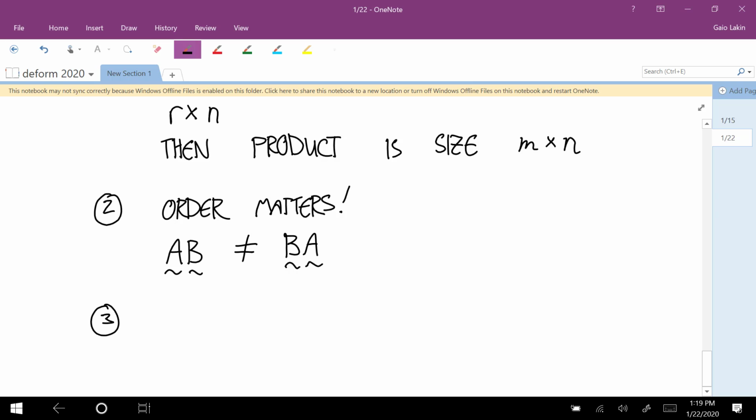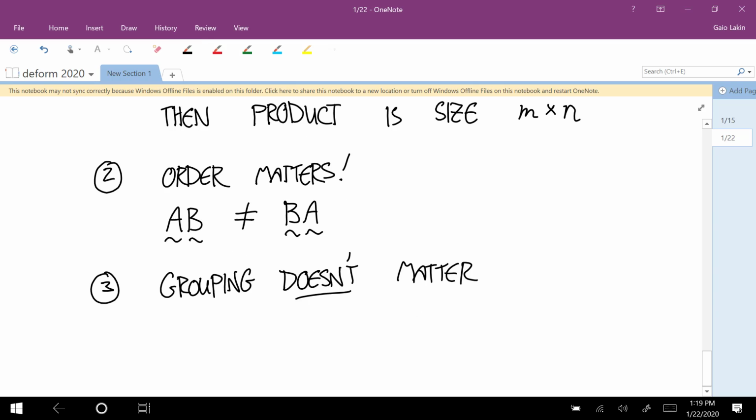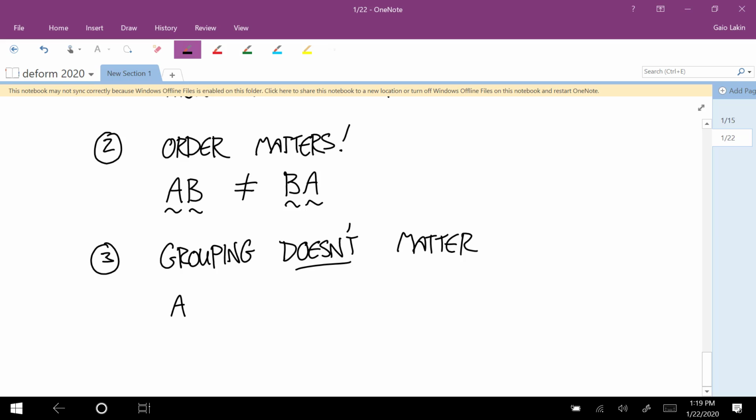And then the third thing is grouping does not matter. So if you're doing more than one multiplication in a row, like if you're multiplying the matrix A times B times C, you could first multiply A times B and then multiply the result times C, and that gives you the same thing as A times the product of B times C. That just means it's a matrix, the same way that the arrow means a vector.